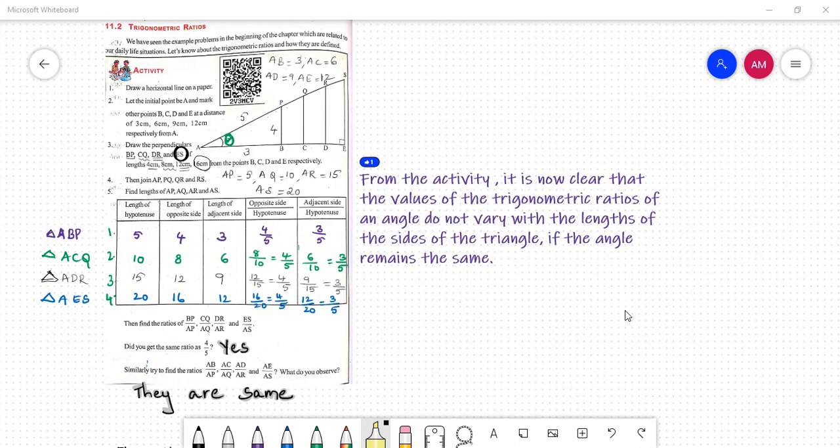Observe this triangle once again. Here, there is no change in the angle, that is A. If we change the lengths also, there won't be change in the ratios. That's the main conclusion from this activity. So the trigonometric ratios of an angle do not change with the lengths of the sides of the triangle. This is the main concept for the trigonometric ratios.